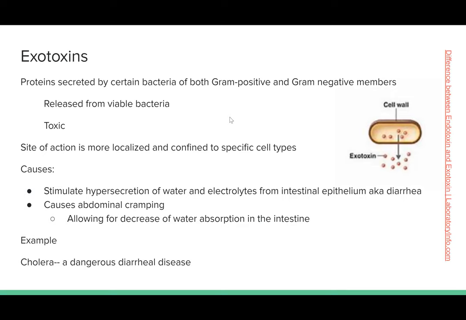instead of everywhere like endotoxins. Some common effects of exotoxins are that they stimulate hypersecretion of water and electrolytes from the intestinal epithelium. They also cause abdominal cramping and decrease transit time for water absorption in the intestine. An example of this is cholera, which is a dangerous diarrheal disease. Next slide.